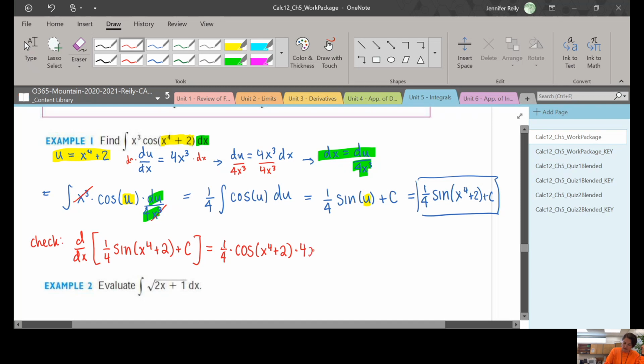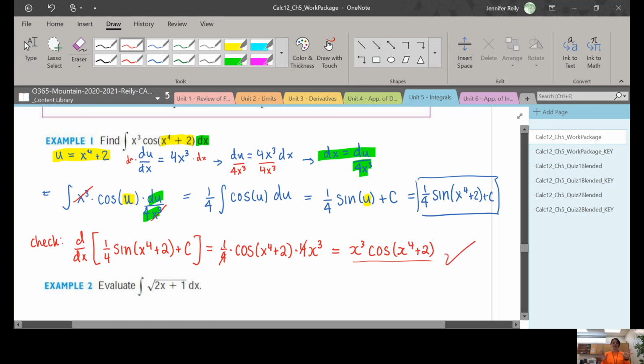So the 4 would come down and you would have x cubed. The derivative of 2 is 0. And the derivative of c is 0. The 4's cancel, and you get x to the power of 3 times cos of x to the 4 plus 2. Oh my gosh, look, that matches exactly what we have in the original integral. That's how you know you got the answer correct.